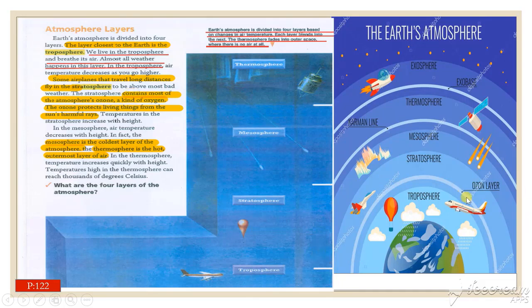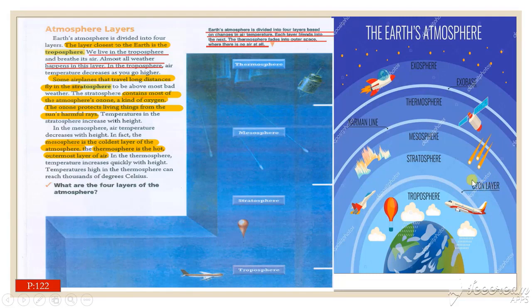The stratosphere contains the ozone layer. What is ozone? It's a kind of oxygen. Ozone is a kind of oxygen. Do you remember?